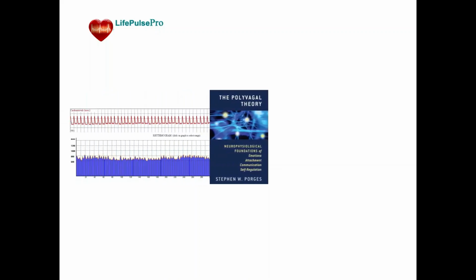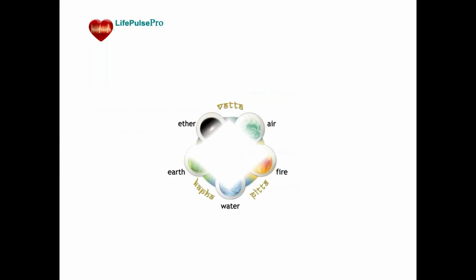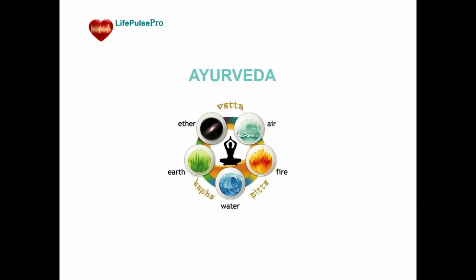This algorithm is based on Dr. Porges' polyvagal theory, on the evolutionary theory of the vagus nerve. The polyvagal theory allows us to translate the results of the classical HRV test into Ayurvedic concepts and terms.